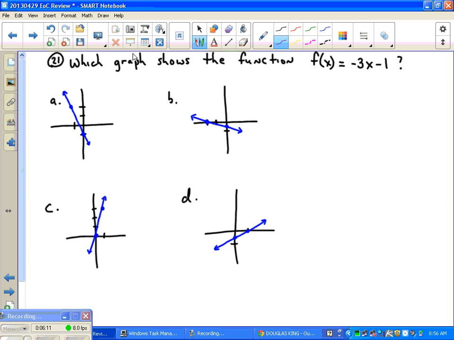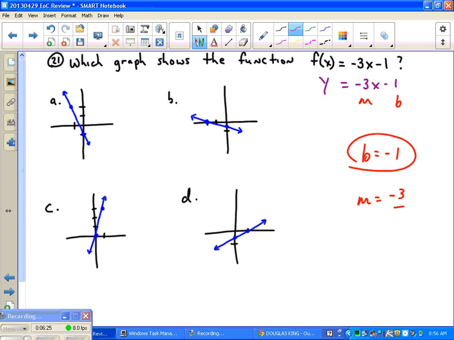21 says, which one shows f of x equals -3x minus 1? Again, don't freak out. y equals -3x minus 1, where this is m and this is b. So b tells you to begin at -1. m tells you to go down 3 and to the right 1. So that slope is negative.